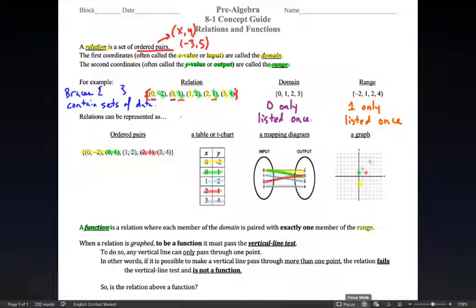Now, what is a function? A function is a relation, okay, so it's going to have a domain and a range, where each member of the domain, each x value, is paired with exactly one member of the range, the y value.